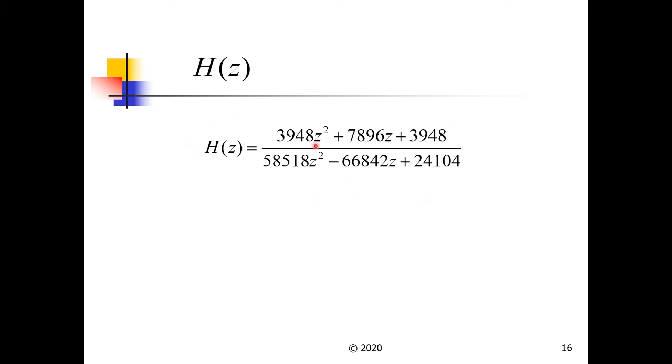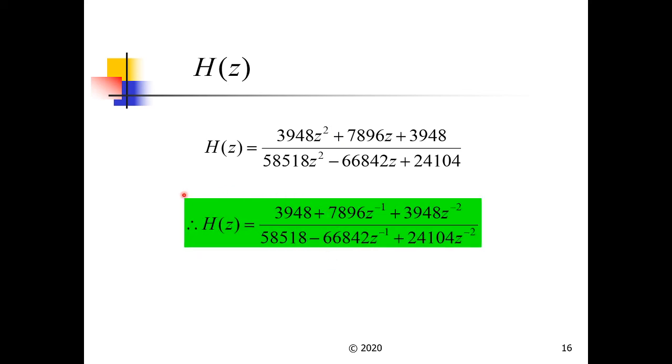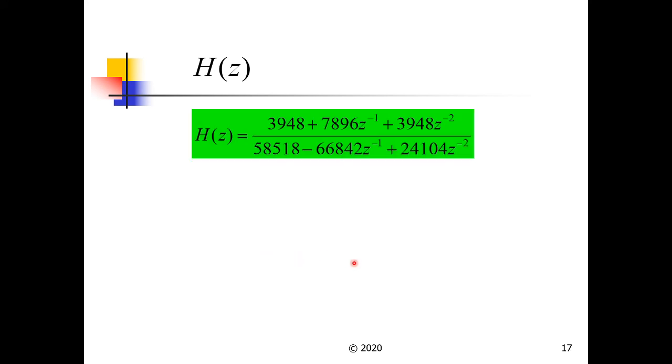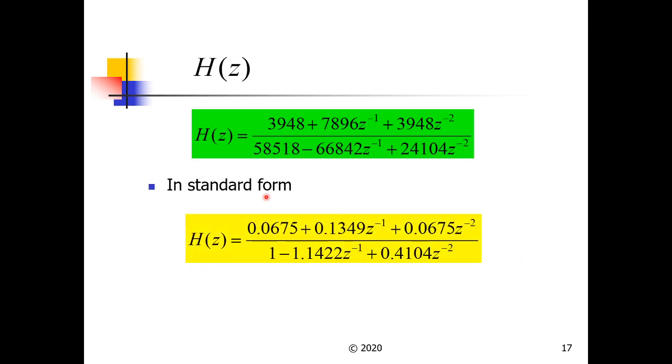Because this is the anti-causal form, because we have positive powers of z, we need to transform this into the causal form, so that we get it into negative powers of z here. And then to express this in standard form, we take this value here and we divide the numerator and denominator by this value accordingly. So in standard form, what we'll get is that our H(z) will be in this form here as well. And this tends to be our final answer if the question asks you to express H(z) in standard form.